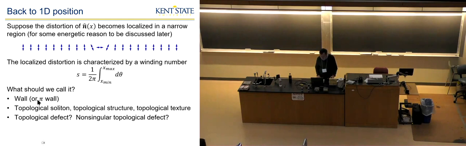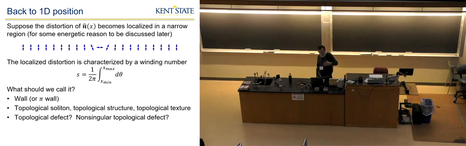We could call it a wall. We could say this is a wall where, as you go across the wall, say from left to right, the orientation rotates through pi radians. We could call it a wall or a pi wall because it's changing by pi. People could call it a topological soliton or structure or a topological texture. These are other words that are out there in the literature. I'm going to use the word soliton in this presentation.